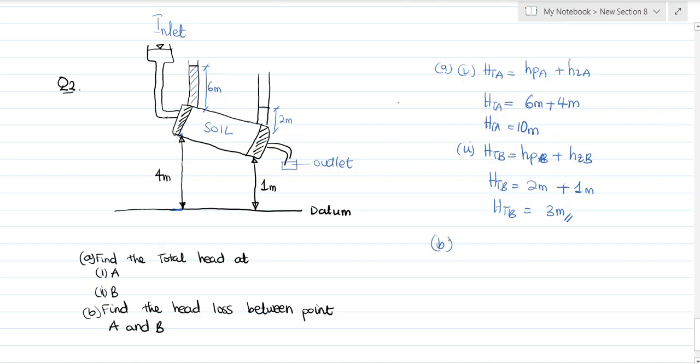Then for part B, we are supposed to find the head loss between them. Now, when the fluid was at A, the total head it had was 10. When it got to B, the total head is 3. So there has been a certain loss which we are looking for. That loss is the head difference between point A and point B. So head difference, I told you, is the head loss, or the difference in head between two given points.